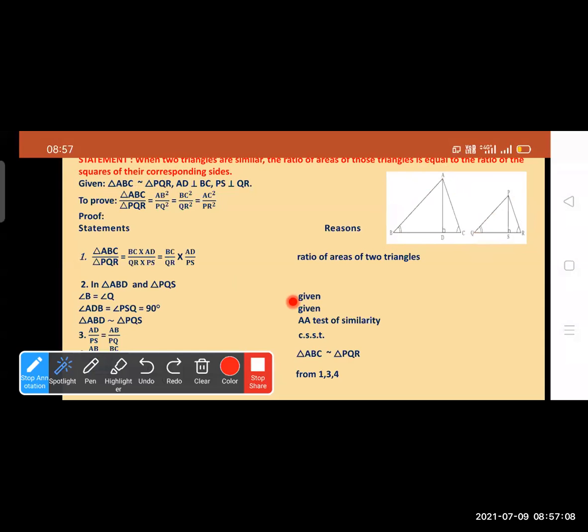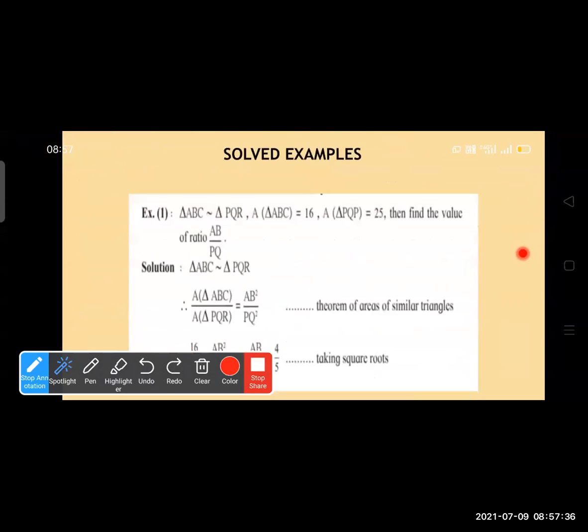Now, we have AD. AD is perpendicular to BC, and in the second triangle, PS is perpendicular to QR. Okay. First, we write the given condition: triangle ABC is similar to triangle PQR. Then we write AD is perpendicular to BC and PS is perpendicular to QR.